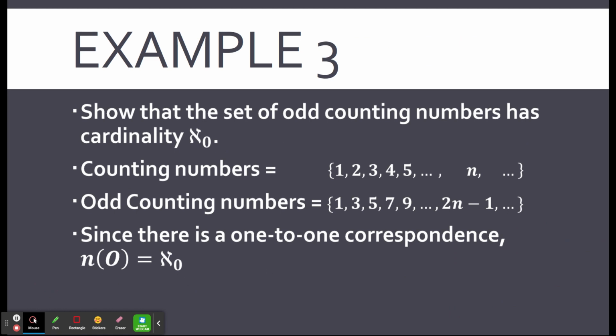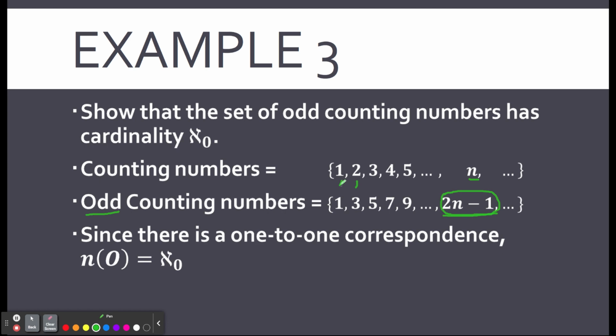All right, moving on to example 3. I think this is the last one for today. Show that the set of odd counting numbers has cardinality alpha null. Well, we've got our counting numbers here, 1, 2, 3, 4, 5. The odd counting numbers are going to be a value that we can find. So we can find the odd numbers by saying 2n minus 1 when we're talking about these counting numbers.